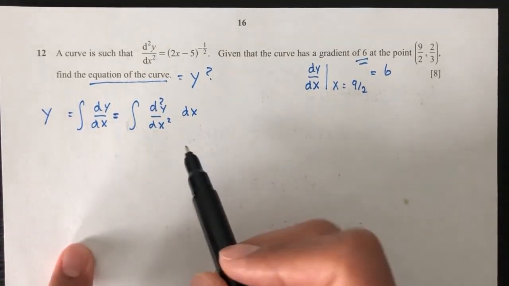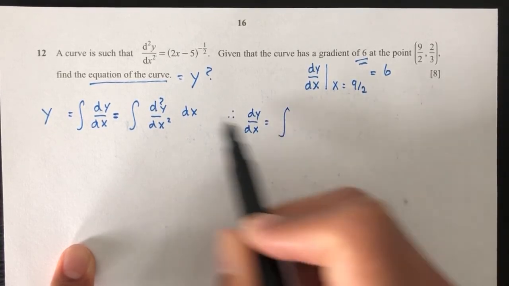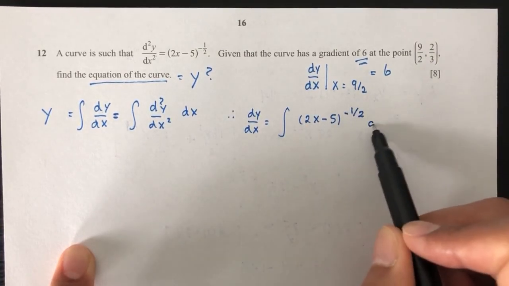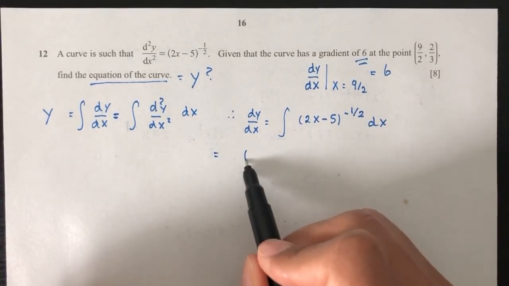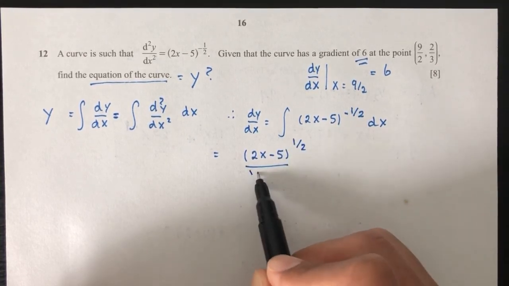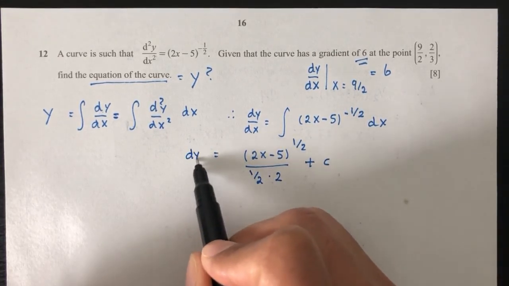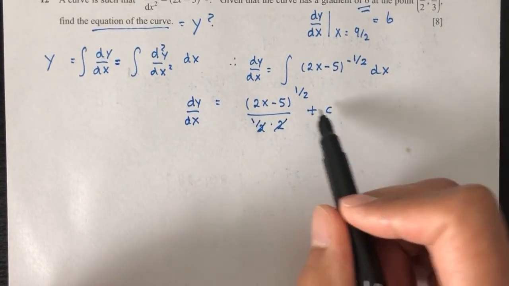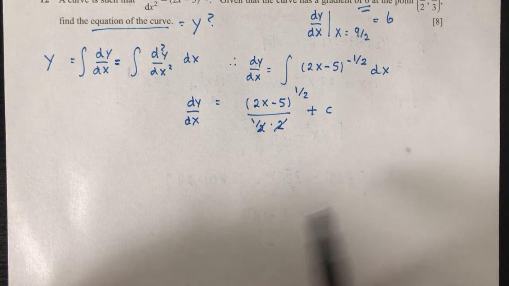We have to integrate this one. So dy by dx is equal to integration of this. That will be 2x minus 5 to the power minus half, dx. That will give me, so you first have to add 1 to the power, which is half, and then divide by the power, times 2, plus c for the constant. So this is dy by dx. Simplify, this one cancels out. So we have this. So now we know dy by dx equal to 6 when x equal to 9 over 2.